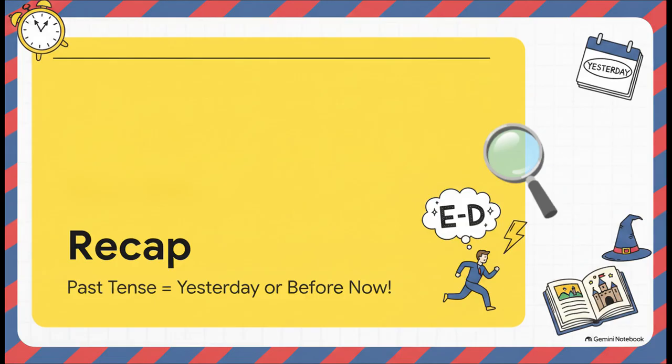What exactly is the past tense? Let's chant our rule one last time together as loud and proud as you can. Past tense equals yesterday or before now. You either add that magic ED to your action words, or you use your special rule breaker words, and boom, you are officially time traveling.